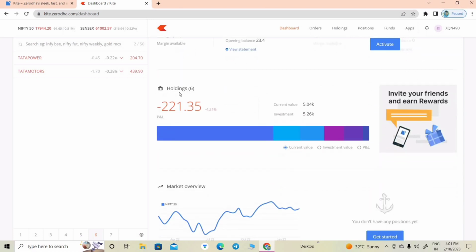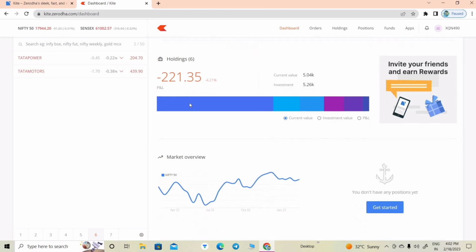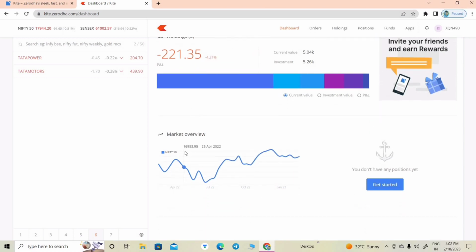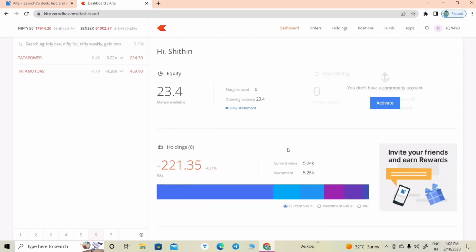And then at the bottom we can see the holdings; these are the stocks we have bought. I am holding 6 stocks here, so that is why it is showing holding 6, and the current value, investment, profit and loss, all kinds of information are shown here. It is actually in a low state. We can see there is a minus 4.21% loss in the current value. We can also see the Nifty 50 and the corresponding index performance by viewing the graph. Those are the things in this slide.